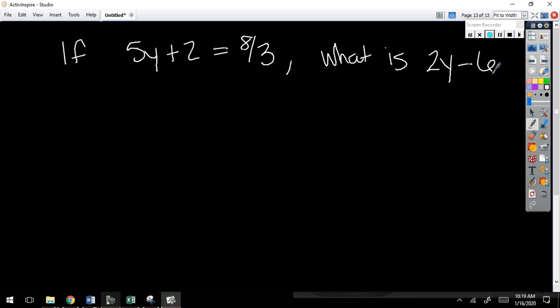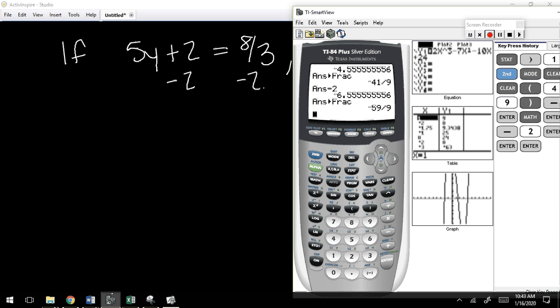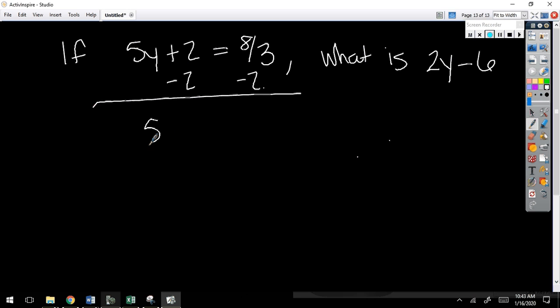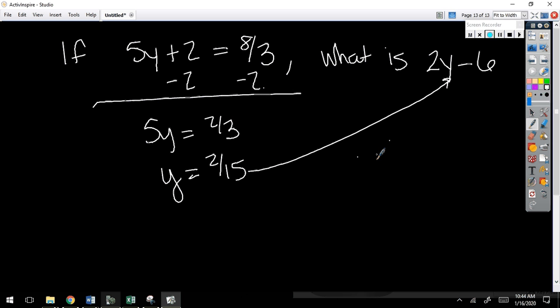All right. I'm going to give you all a second. So if I solve the first one, if I do 8/3 minus 2, I'm going to put that as a fraction. That's 2/3. So 5y equals 2/3. So y would be, if I divide that by 5, I get 2 over 15. Multiply by 1/5, divide by, okay. So now I need to take this and plug in my expression.